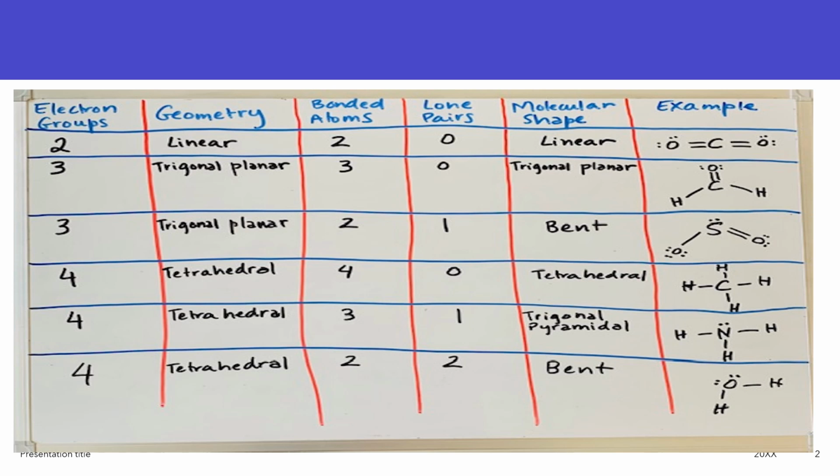So if we look at everything we just went over, we can see how CH4, NH3, and H2O all have four electron groups, so their geometry is tetrahedral, but their molecular shape is different. Why? One of them has four bonded atoms. The second one has three bonded atoms and one lone pair. The third one has two bonded atoms and two lone pairs. So that's very important. The electron groups tell you the geometry, but you also need to look at how many bonded atoms versus how many lone pairs to see what the molecular shape is going to be.